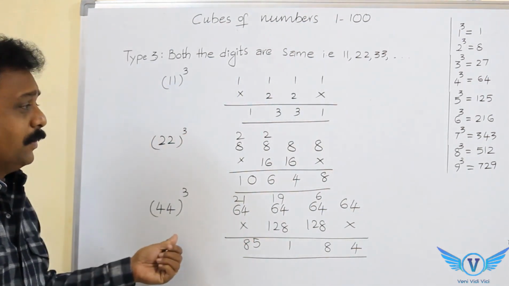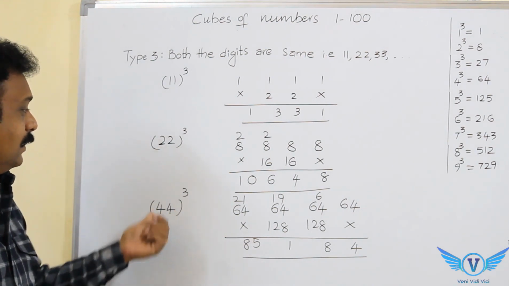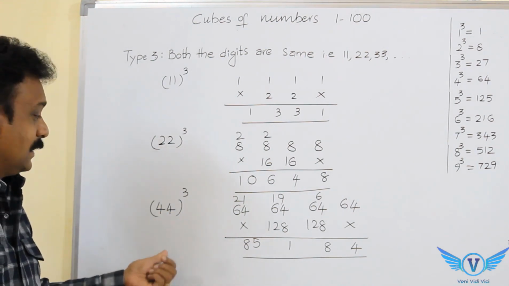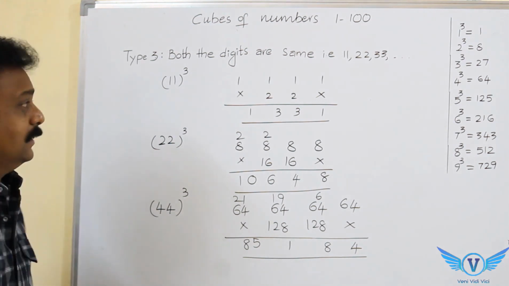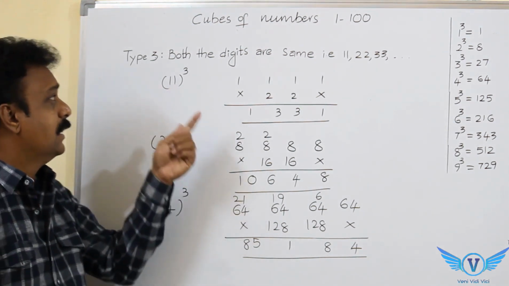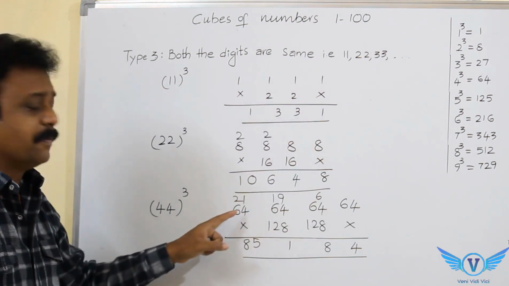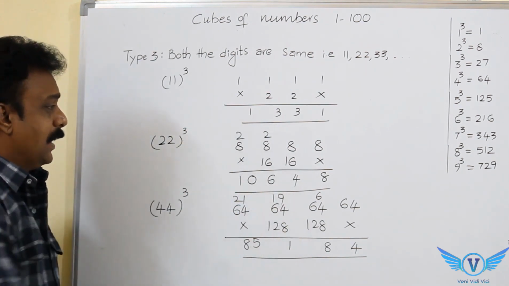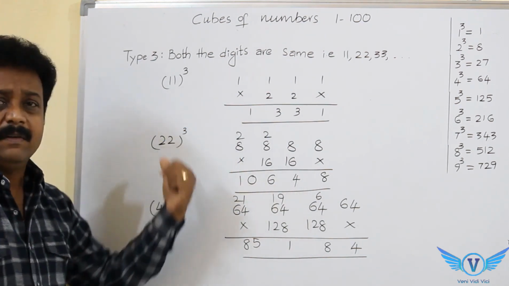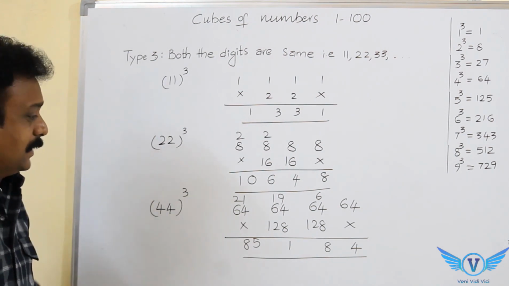So like this we can find the remaining numbers. 55, 33, 66, 77, 88, 99. So let us go to type 4. I think you understand this process. It's very easy. We will just write the cubes 4 times. Cubes only. So the remaining process is same as the previous one. So you can easily find the cube of this type of numbers.